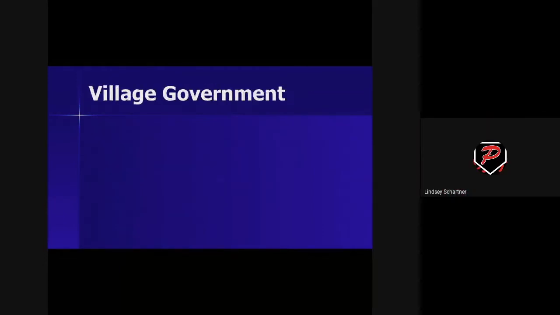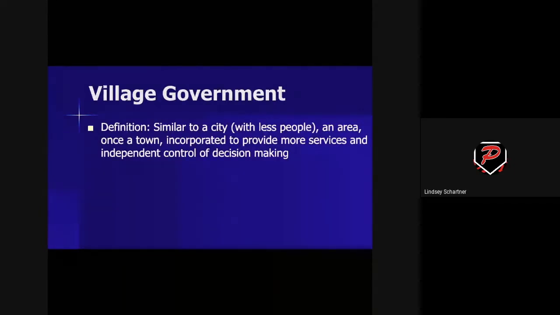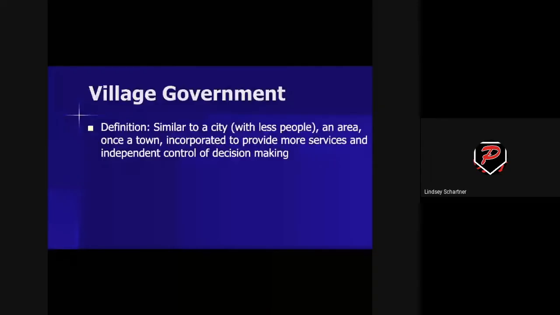Okay, so if we continue on with village governments, we're moving down in scale. Think about it: the county is the big overarching thing, and within those counties you have cities. Those are your larger ones. Kind of in the middle, Pulaski is a village. It's roughly 3,000 people, whereas the city of Green Bay is over 100,000 people. So just understand as we're scaling them down, they're similar to cities, but with fewer people.